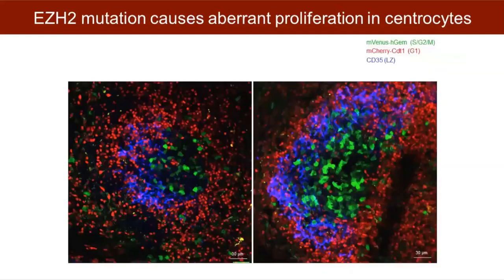Confocal microscopy images of the mutant EZH2 FUCCI spleen show green proliferating cells in the light zone, the picture on the right. And the light zone here was identified by CD35 staining in blue, while in the wild-type EZH2 germinal centers, the pictures on the left, these green cells are mostly restricted to the dark zone.